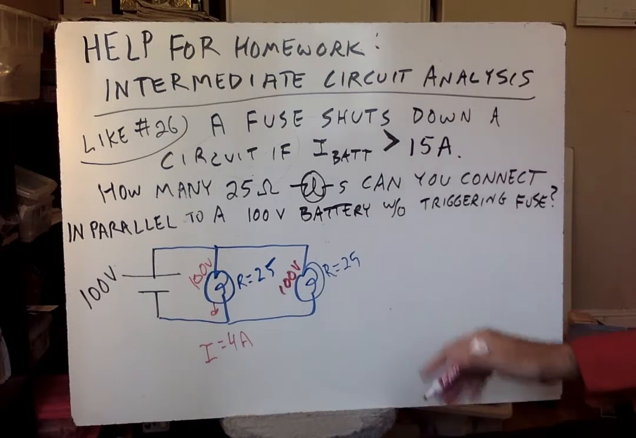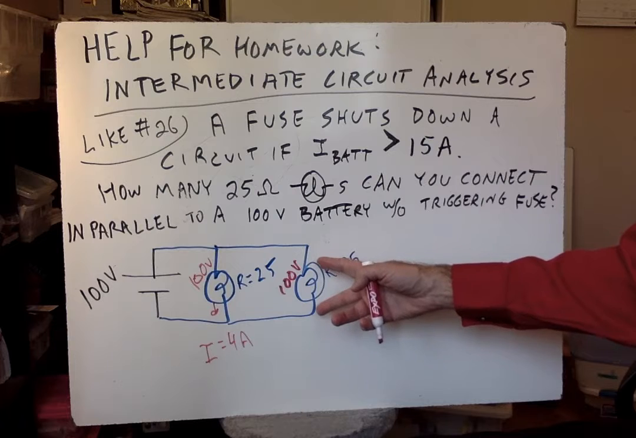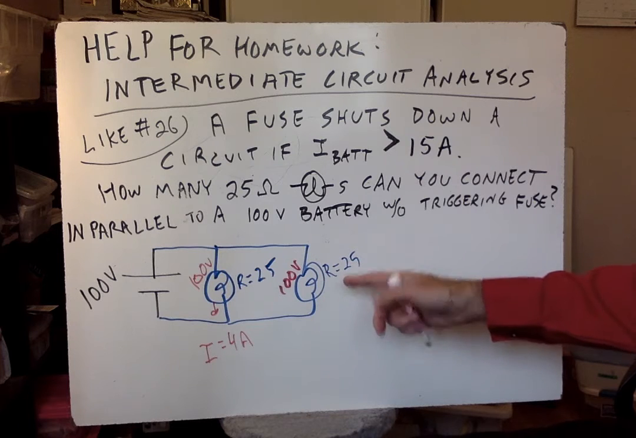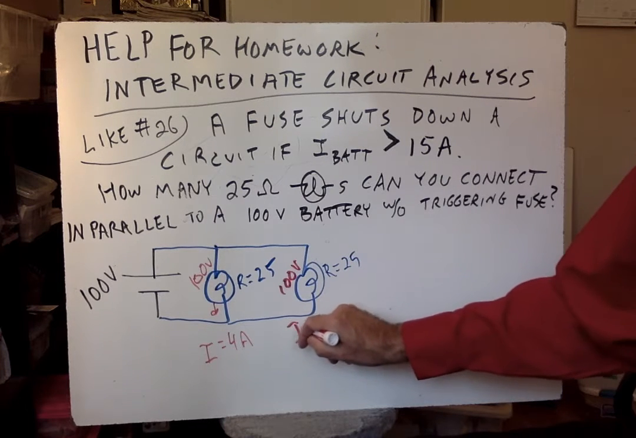And now see how easy it is. Every time you add a light, it's always going to have 100 volts. And all these lights are identical. So you're always going to get the same thing. This is 4 more amps.